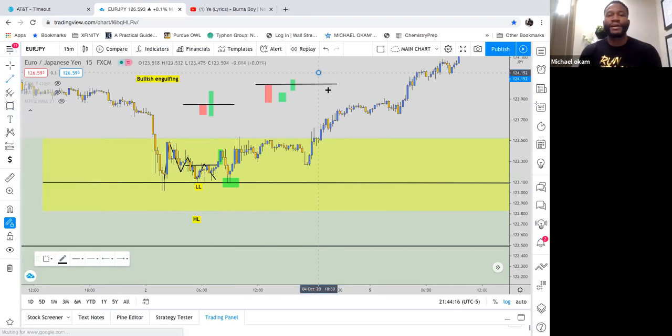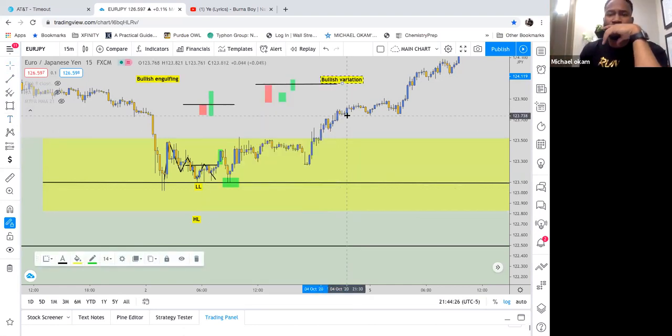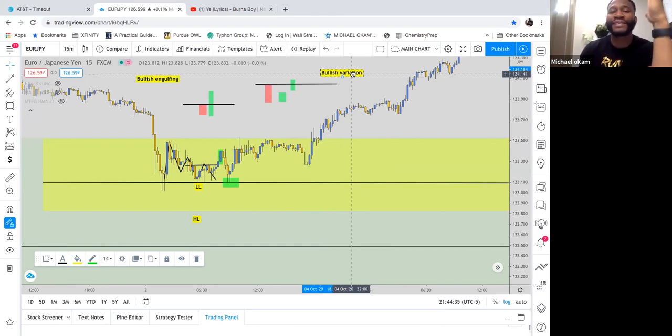The red candle is my bearish candle. And then you need two bullish candles after that. So variation, just like a variation, more than one. So bullish variation could be 3 bullish candles, 4 bullish candles. We just need more than one candle to overlap that sell candle. Does that make sense, guys?